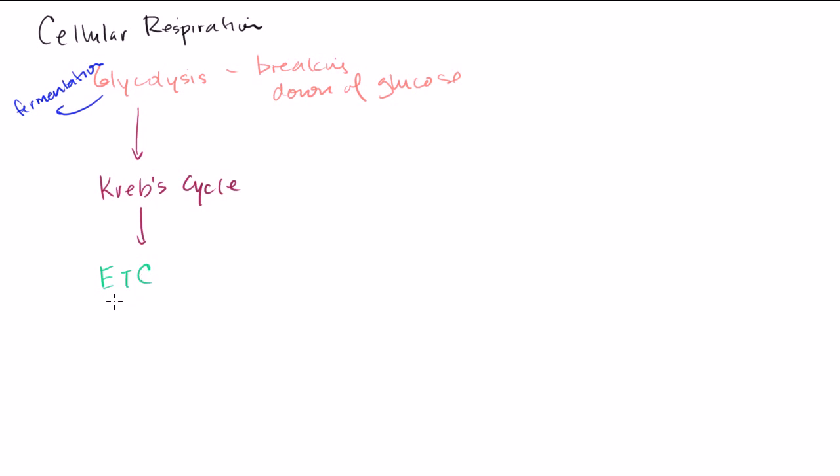And we learned in the first overview video of cellular respiration that the electron transport chain is where the bulk of the ATP is actually produced, although it uses raw materials that came out of these phases up here.